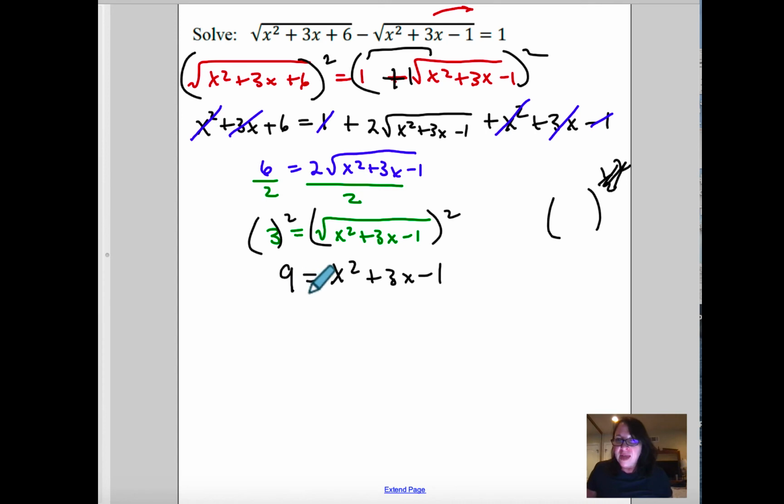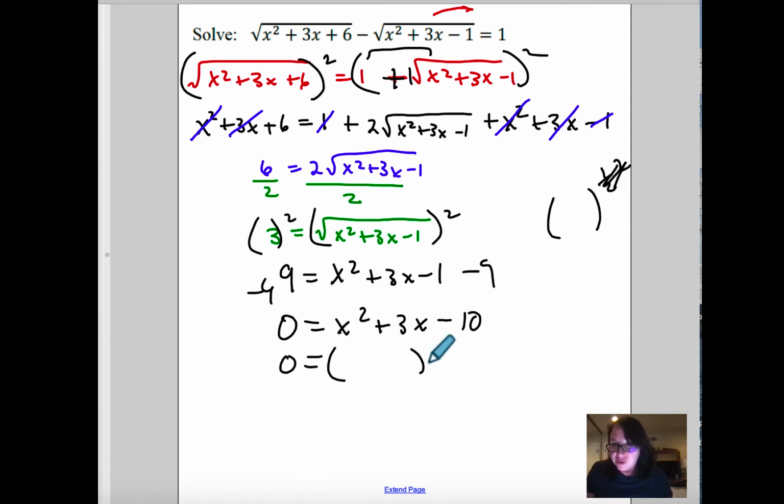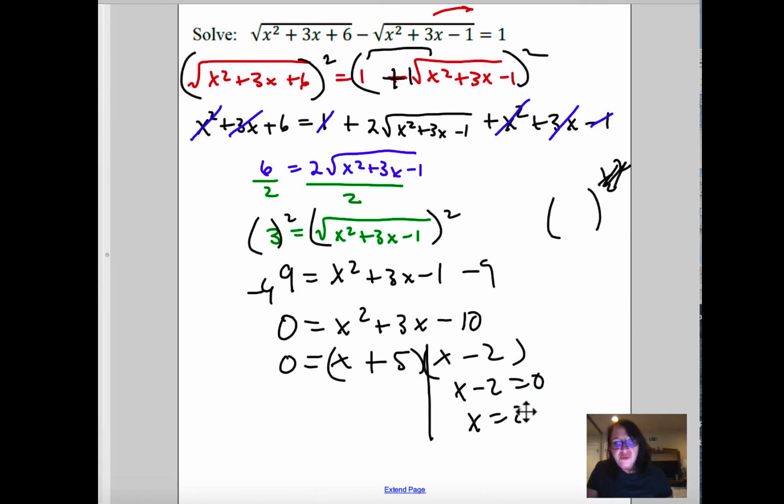This is a quadratic. So now we have 0 equals x squared plus 3x and then minus 1. Oh, excuse me, and then that's a minus 9. So minus 9, that'll be minus 10. And so now we have to factor. When I factor, I get x and x. For 10, I'm going to go positive 5 and a minus 2. And when I split those up, I get x minus 2 equals 0, x equals 2, and x plus 5 equals 0, x equals negative 5.